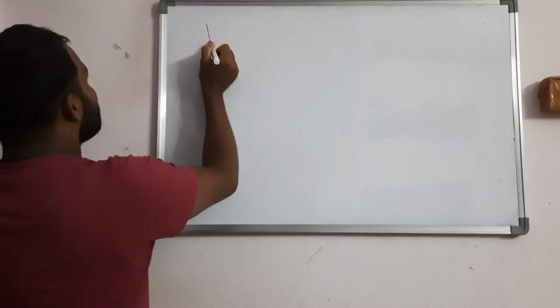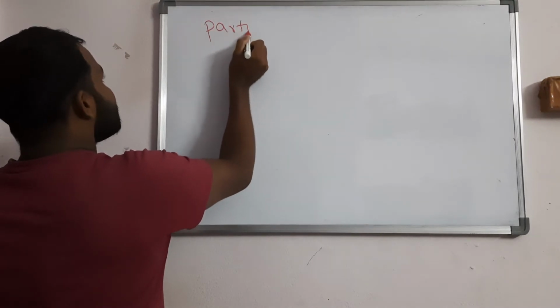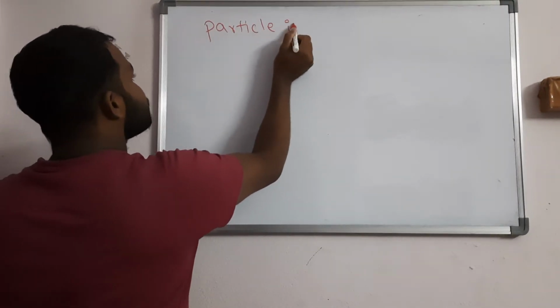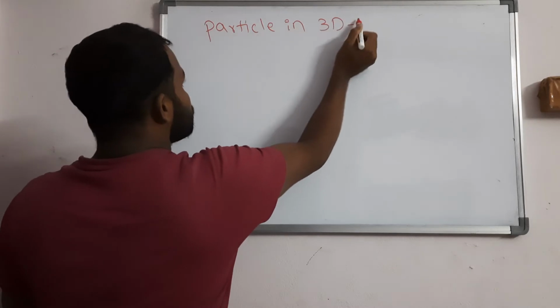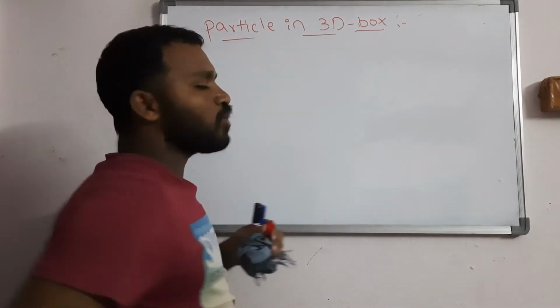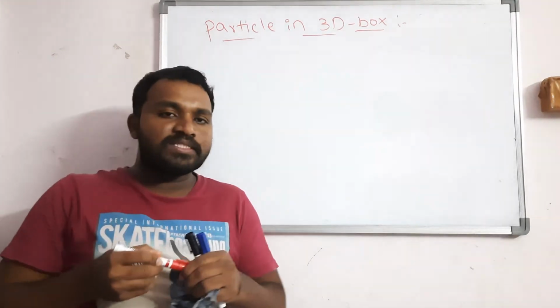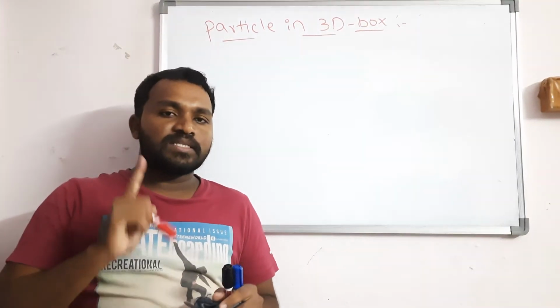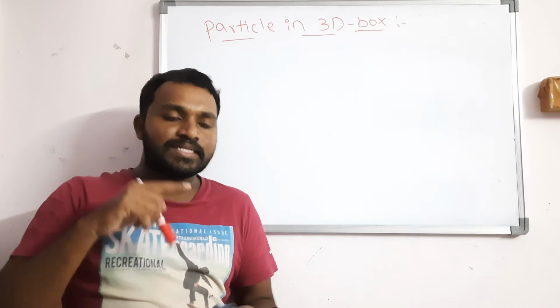Hello everyone. Now I am going to discuss about particle in 3D box. Particle in 3D box. So in the previous video we discussed about particle in 1D box, right? Now I am going to discuss about particle in 3D box. 3D means 3 axes, that is x axis, y axis, z axis.